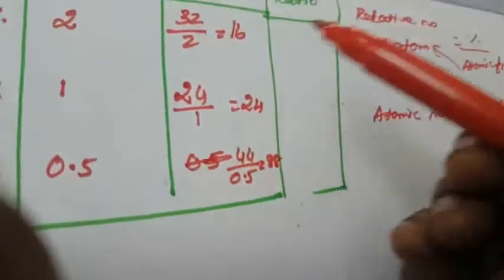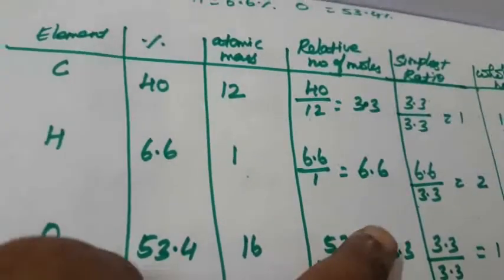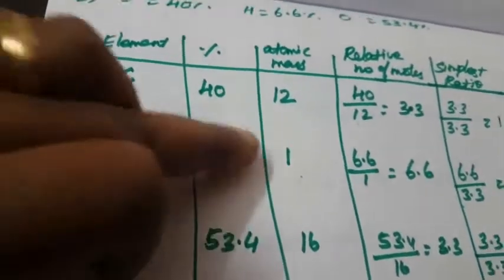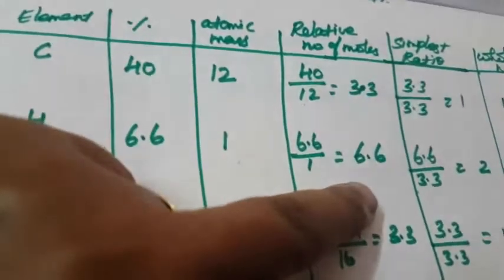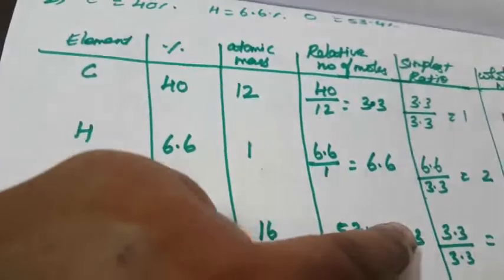How do we calculate it, as in the previous empirical formula calculation? Among these values, the relative number of atoms, find which one is the least value, and divide by that number. That is the remaining step. So this is the empirical formula calculation. The percentage and atomic mass we already calculated. This is the relative number of atoms, but in this question they already gave the relative mass.